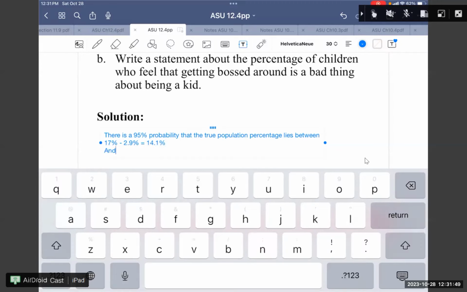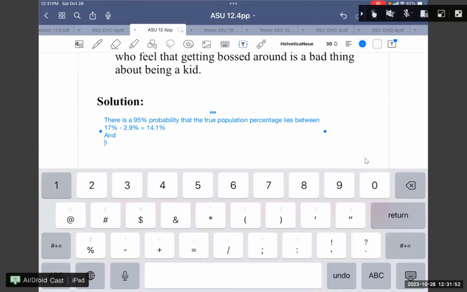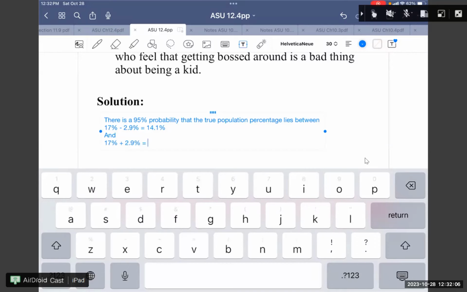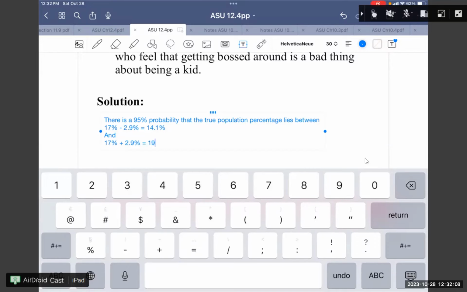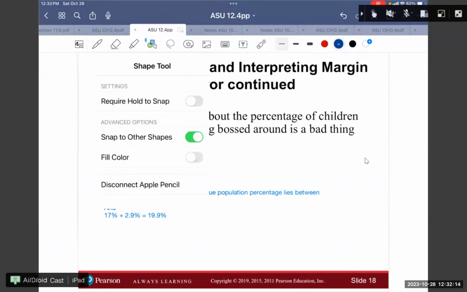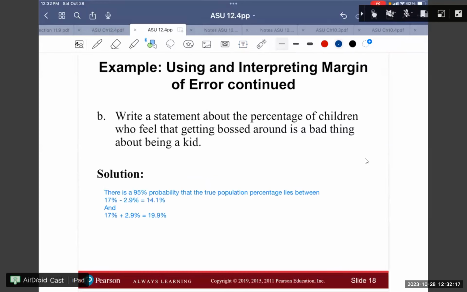and 17% plus 2.9%, which equals 19.9%. So we have 14.1% and 19.9% for this.